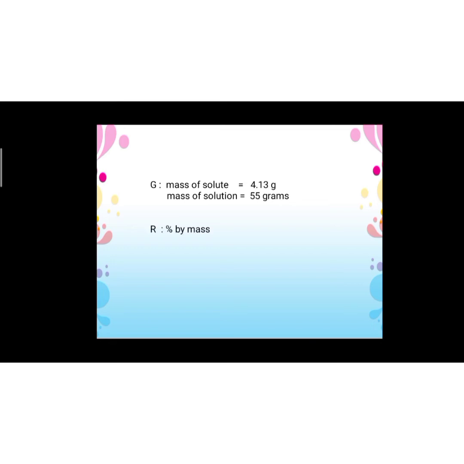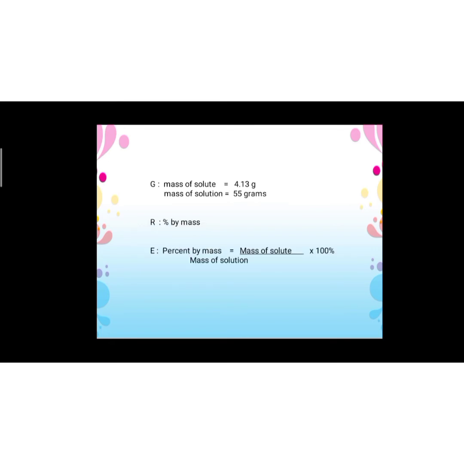Next is R. We are looking for percent by mass. Our equation is percent by mass is equal to mass of solute divided by mass of solution times 100. Sorry, nakaurong lang yung mass of solution pero dapat siya nandun sa tapat ng mass of solute. Then, percent by mass is equal to 4.13 grams divided by 5.5 grams times 100.